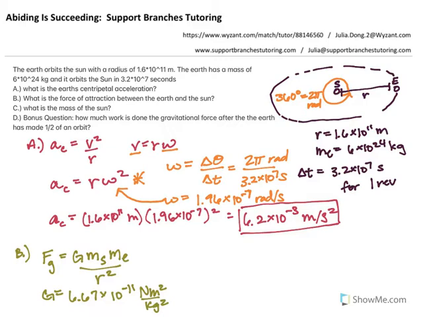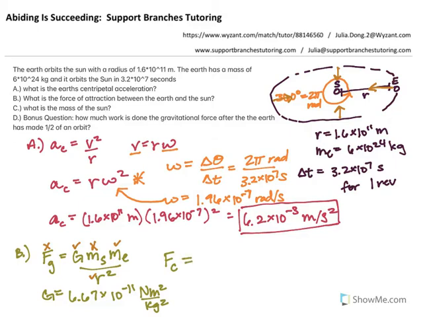Okay, so when we look at this, G is a constant, it's given. We know R, we know the mass of the Earth, but we do not know the mass of the sun. So we don't have enough information to solve for our force of gravity. But the force of gravity is pulling the Earth towards the sun, right? And by definition, that is essentially also what the centripetal force is, right? Centripetal force is a force that's pulling the Earth towards the center and causing it to orbit.